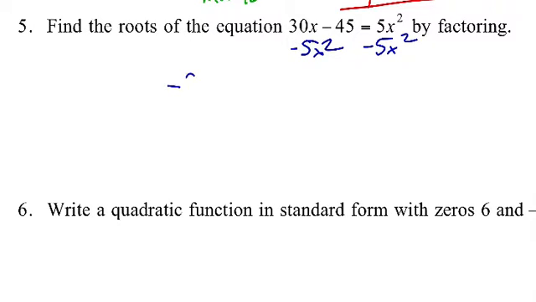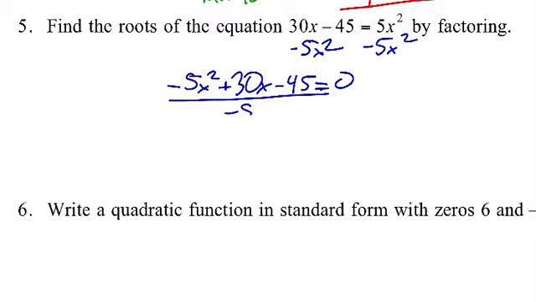So that gives me negative 5x squared plus 30x minus 45 equals 0. Now, it's going to be easier for us to factor if we have an a value of 1. In order to do that, I've got to divide everything by negative 5, every term. So, dividing the first term by negative 5 gives me just 1x squared, or x squared. Dividing 30x by negative 5 gives me negative 6x. And negative 45 divided by negative 5 is positive 9, equals 0.